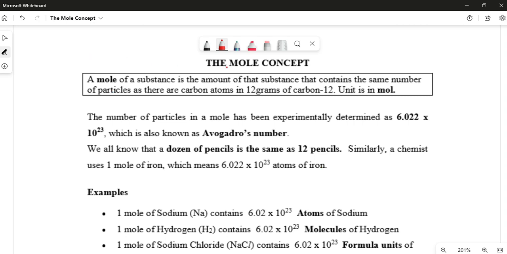Today we'll be looking at the mole concept. So let's look at what a mole is. A mole of a substance is the amount of that substance that contains the same number of particles as there are atoms in 12 grams of carbon-12. The unit is mole.